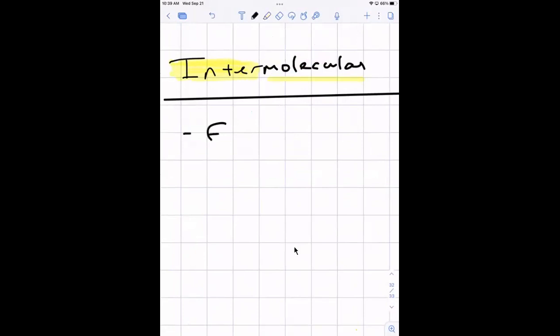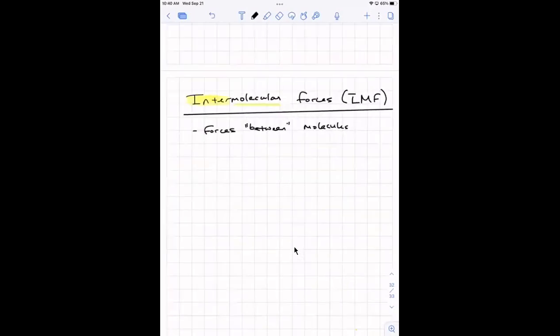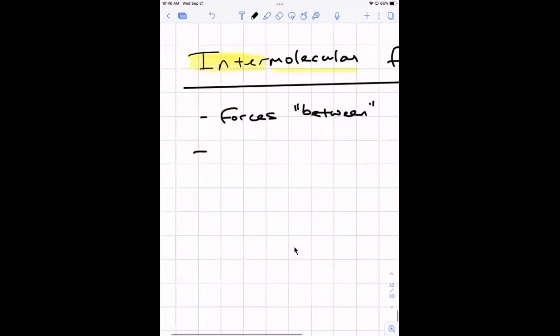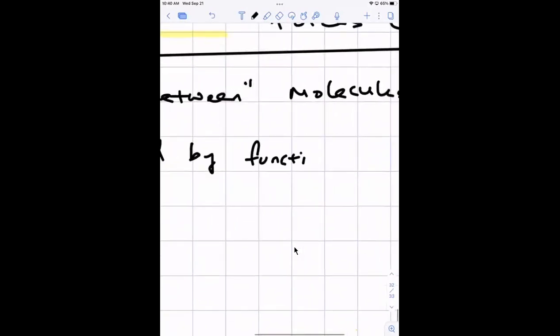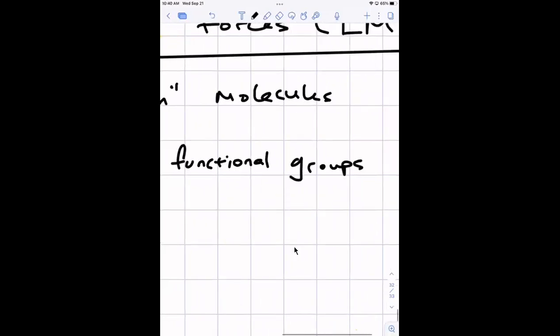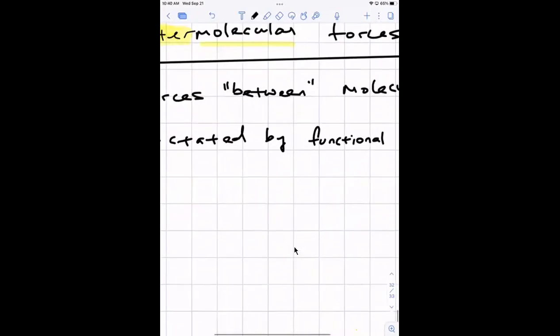So these are forces, I'm just going to give this a very basic definition, between molecules. A lot of the intermolecular forces that we observe are dictated by functional groups. So certain functional groups do certain things and they allow for certain intermolecular forces to be present. So the intermolecular forces are dictated by functional group. Sometimes they can be dictated by the solvent, and sometimes by structure.